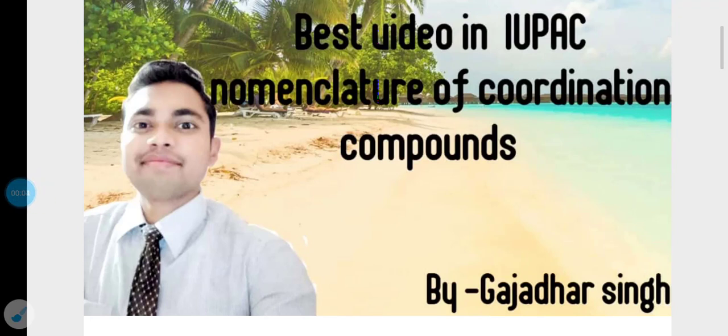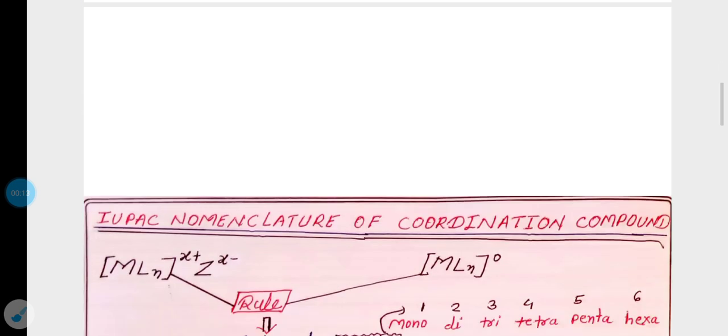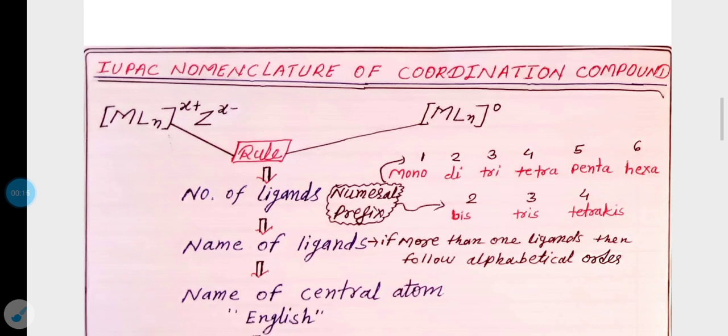Friends, today we are going to learn how to do the IUPAC nomenclature of coordination compounds. Very easily you can do the IUPAC naming of coordination complexes. Friends, in the previous lecture, we studied the representation of coordination complexes. In that, we have seen three ways to represent the coordination complexes.